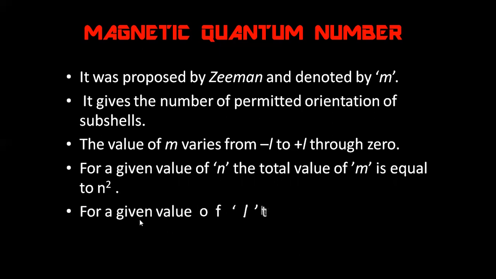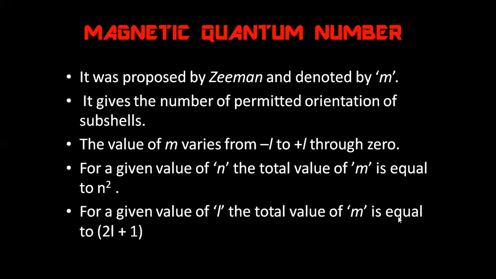Okay, for a given value of L, the total number of m values is equal to 2L plus 1. So that is because it ranges from minus L to plus L. So the total number of values you will get will always be equal to 2L plus 1. So that is the relationship between L and m. And the range will always be this only, minus L to plus L through 0.